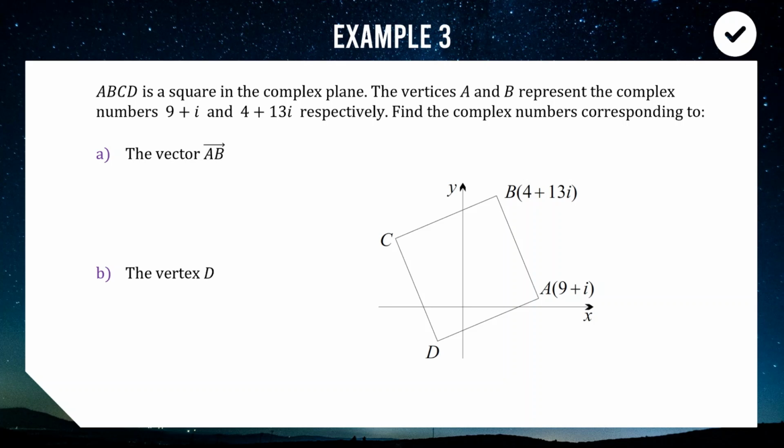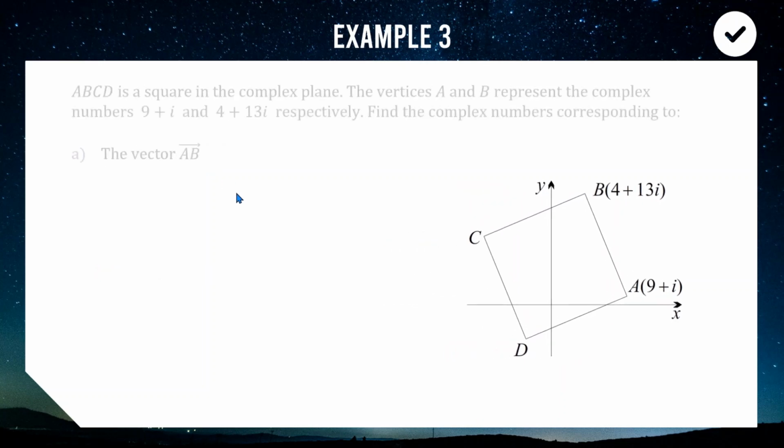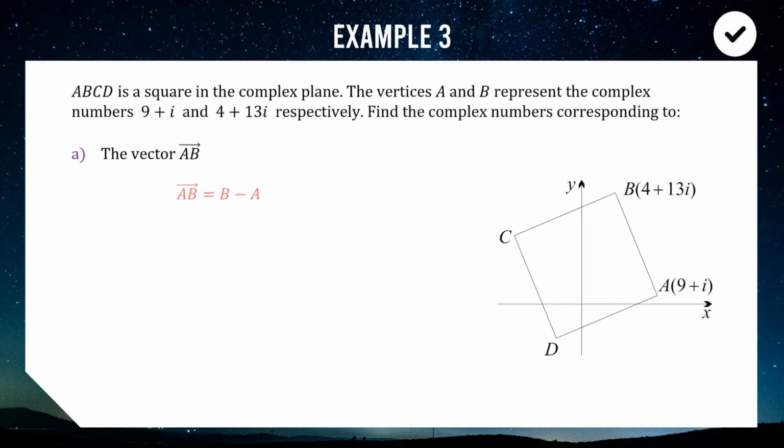All right, so vector AB, the way we find this, like from before, we can do point B, take away point A. Okay, from A to B is B minus A. You got to try and train your brain to work backwards for these ones. So AB is B minus A. So if we take the coordinate B, subtract the coordinate A, or the complex number A, we're going to have 4 plus 13i, take away 9 plus i. 4 minus 9 gets us minus 5, and 13 minus 1 gets us 12i.